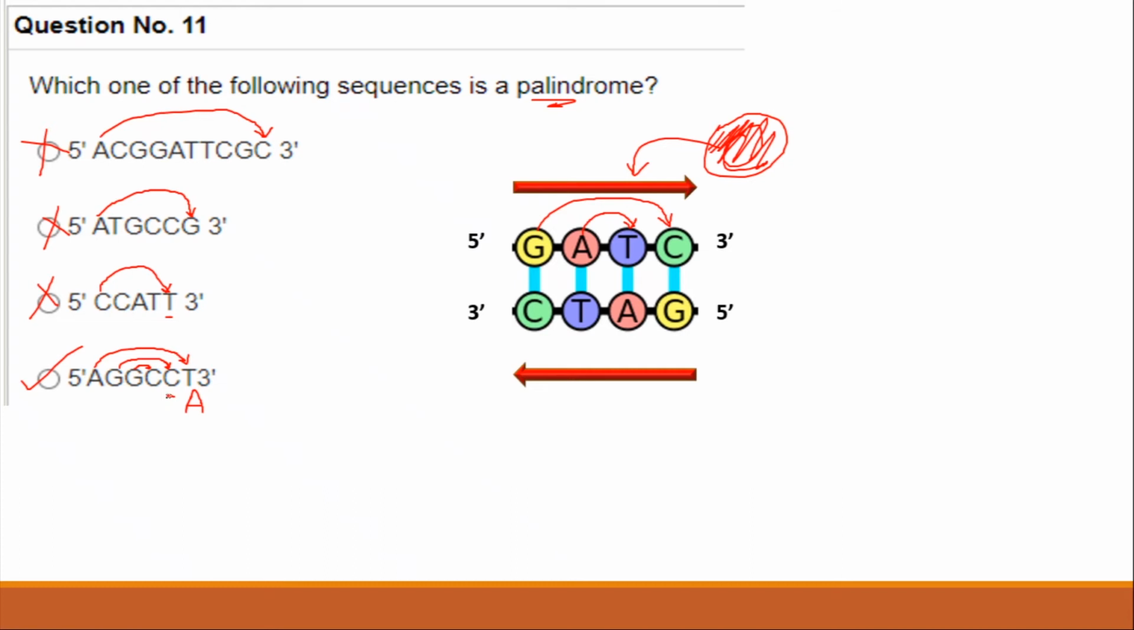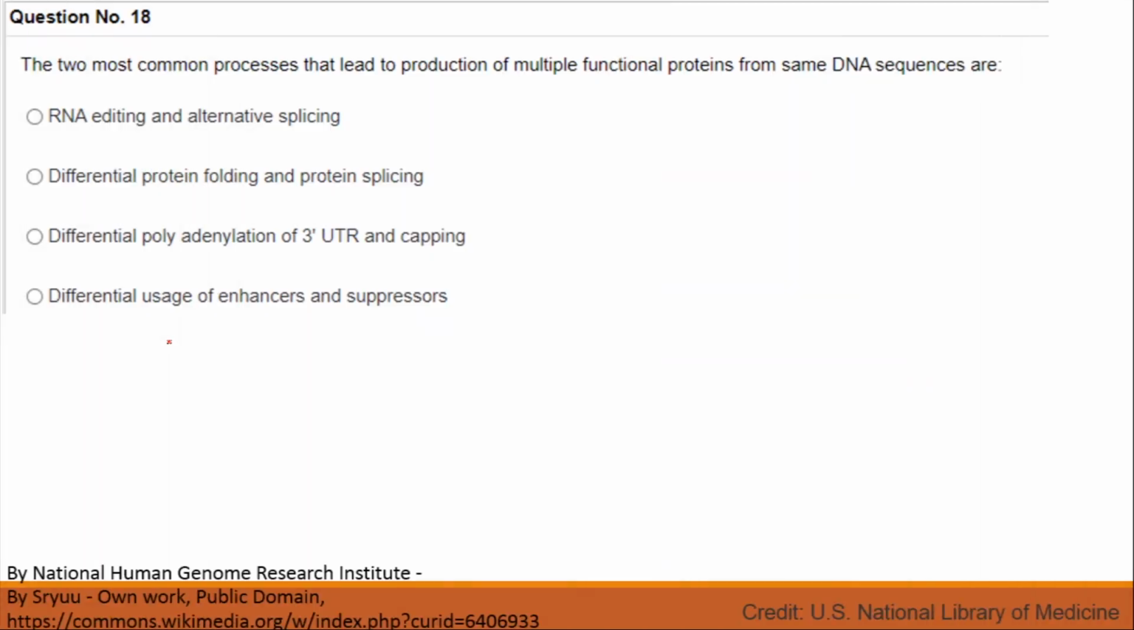If you want to confirm this, you can draw the complementary strand over here. You know that for thymine it is adenine, you will get a guanine here again, then a cytosine, and here again a thymine. And this is going to be in the 3' to 5' direction. Thus we can see this is a palindromic sequence. I hope this is understood by all of you. Let us move ahead to the next question.